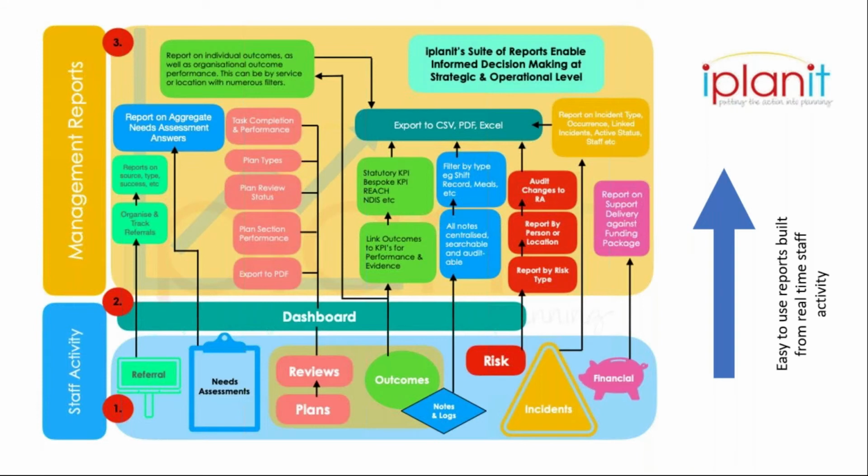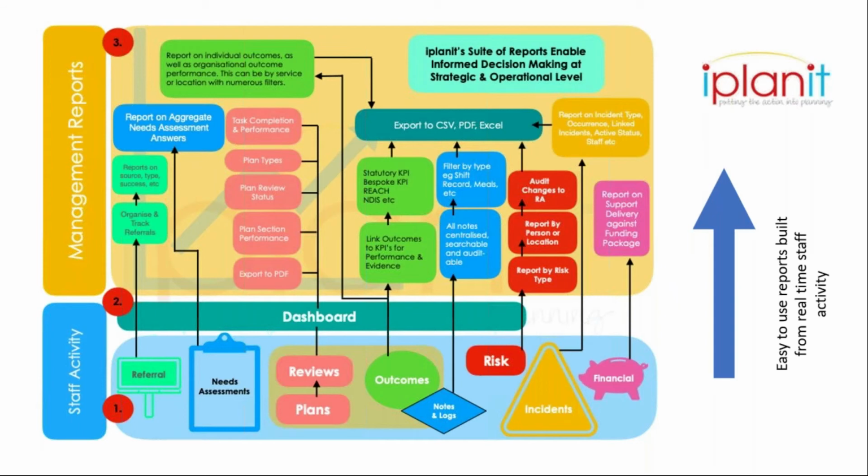And that second box up, that green box where it says statutory KPI, bespoke KPI, again, it just goes back to the point that iPlanet is configurable, so you can put in all of your own key performance indicators. If you have your own standards and values or a charter, you can turn them into standards that you want to measure your performance against on iPlanet, so you can input your own key performance indicators.